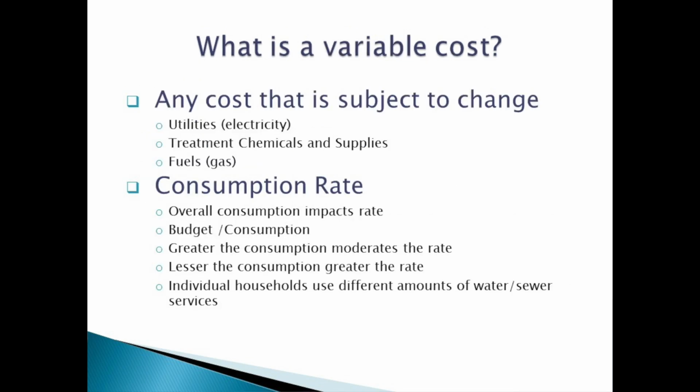A variable cost is any cost that's subject to change, such as utilities, our electricity costs, treatment chemicals and supplies, which are a big part of the cost for the water and sewer services, fuels such as gas, consumption rate, and of course overall consumption impacts the rate. The greater the consumption moderates the rate. A lower consumption actually causes the rate to increase because we still have many fixed costs to cover. And obviously individual households use different amounts of water and sewer services.